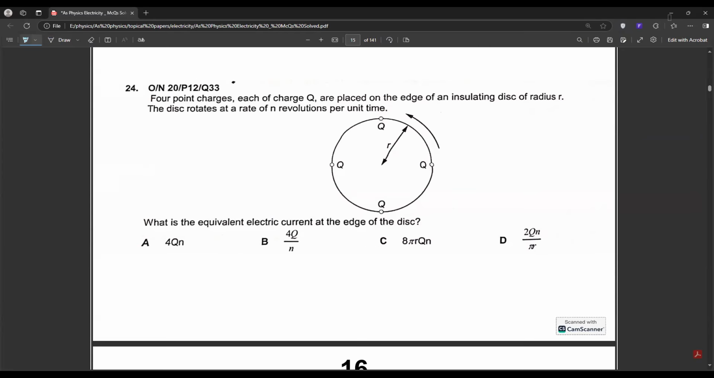Four point charges, each of charge q, are placed on the edge of an insulating disk of radius r. The disk rotates at a rate of n revolutions per minute. So there are n revolutions per unit time. What is the equivalent electric current at the edge of the disk? Current is equal to charge over time. You have four charges, 4q, and the number of revolutions per unit second is n. The total current is equal to 4qn. That is your answer. Let's further move ahead.